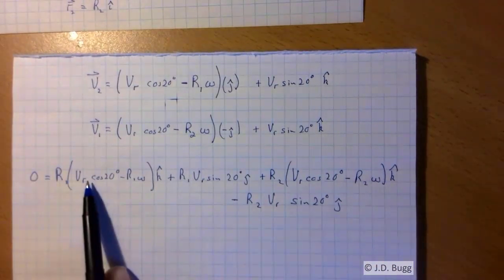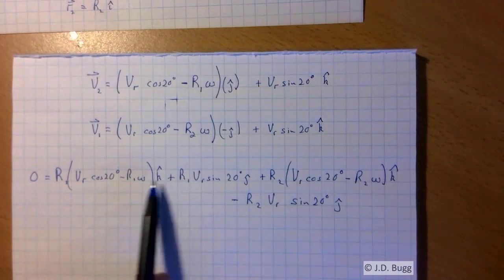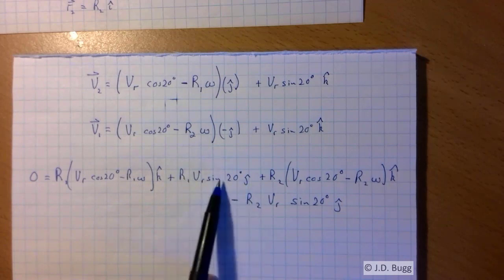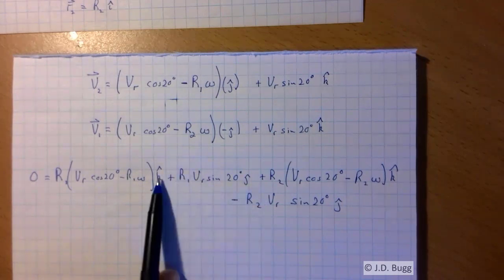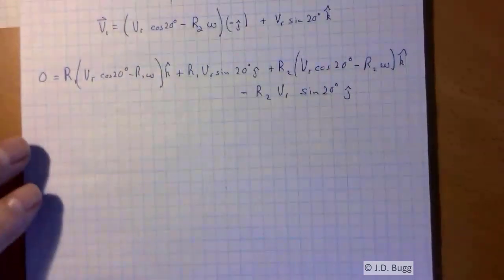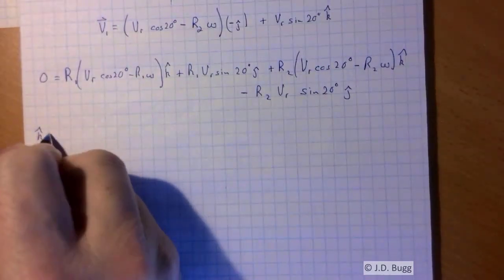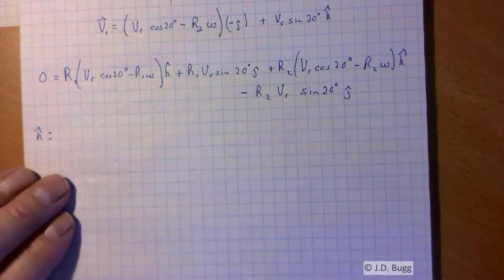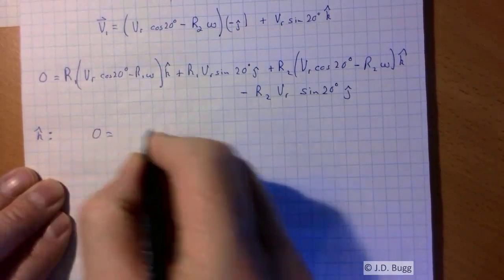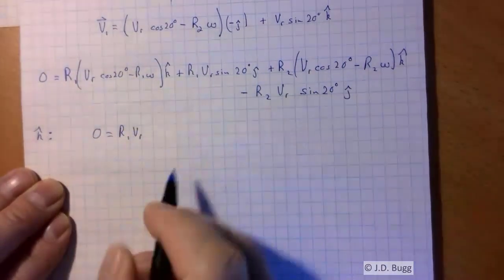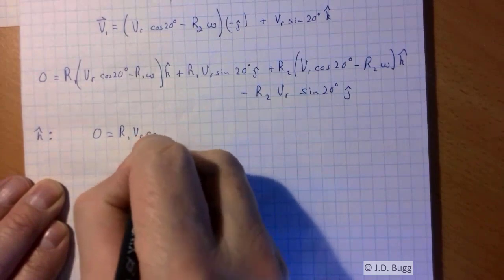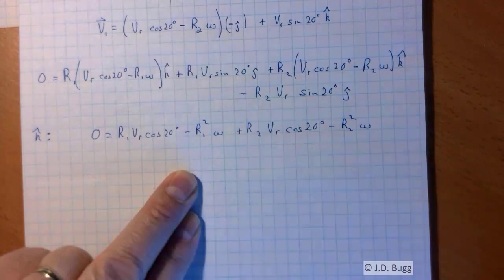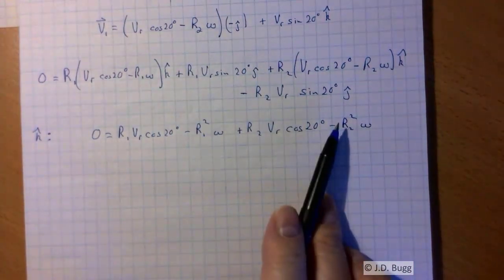Now we're going to extract just the k component. Realize it's only the k component that has the omega terms in it. So there are two j hat terms here, there and there, but we're going to take only the k component of this. So extracting just the k component. And again, it's because we're interested in rotation around that axis. So the k component says 0 equals R1VR, and we'll just write the rest of this out.